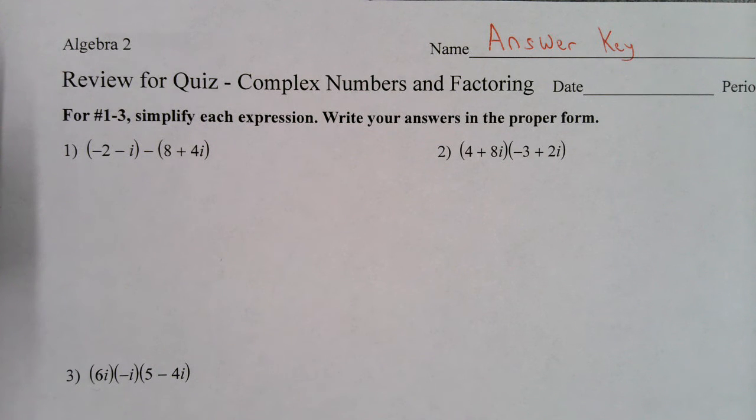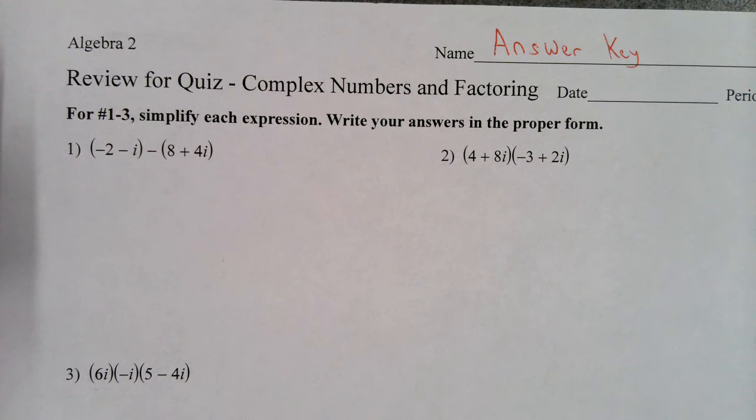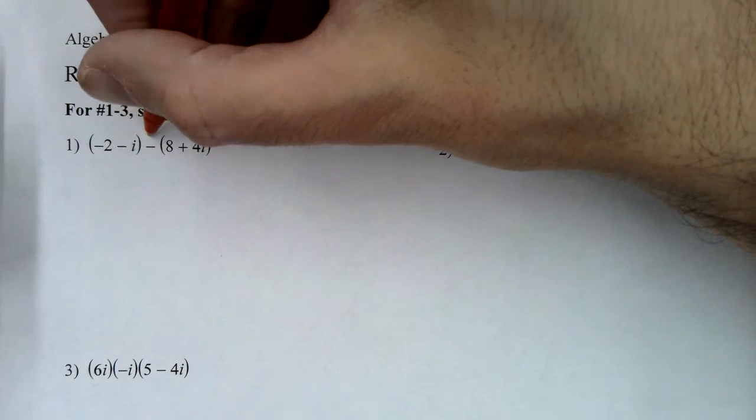Okay, so this is the review for the quiz on complex numbers and factoring. For numbers one through 3, it says simplify each expression and write your answers in the proper form, meaning if we have a complex number, it must be in the form a plus bi. Okay, so example 1, we have a subtraction problem. One trick, just make sure you distribute the negative sign.